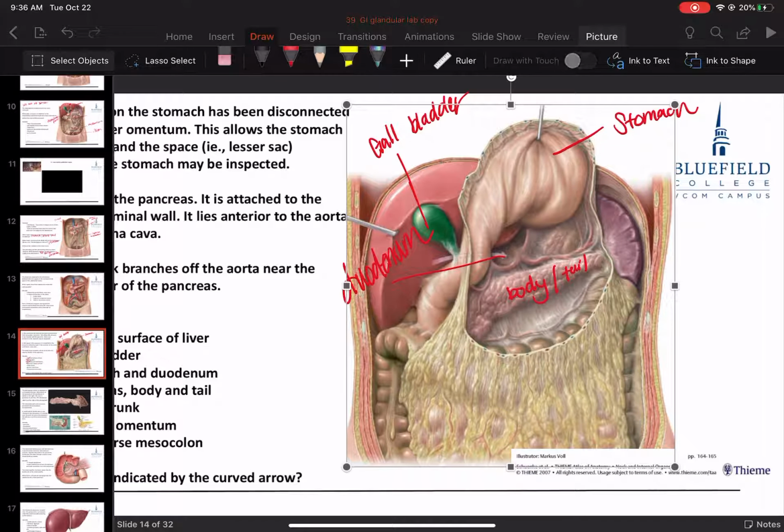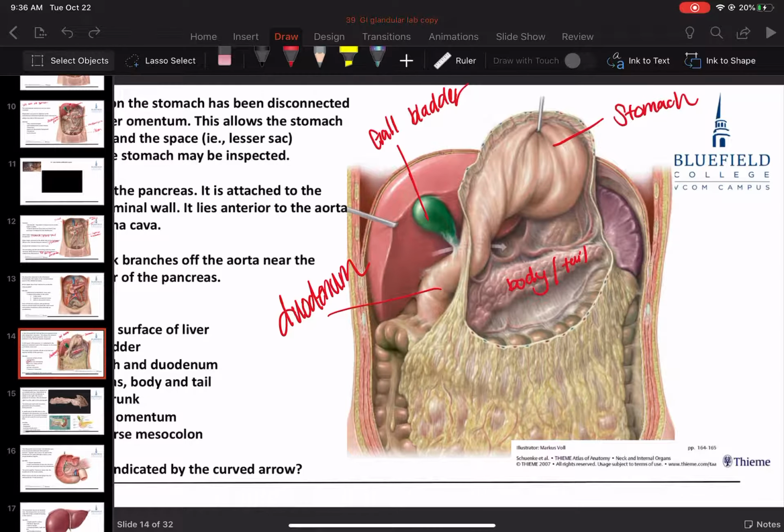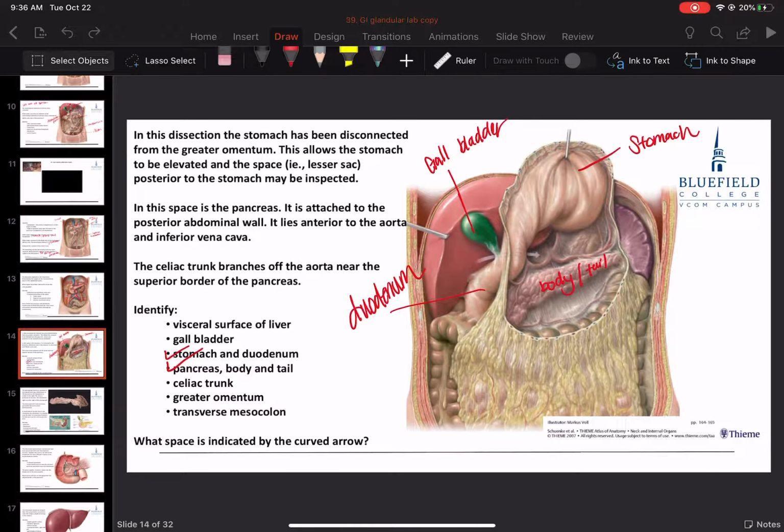What space is indicated by the curved arrow? So what was your answer? Subhepatic space. So the curved arrow is right here, actually going through the space that connects the greater sac to the lesser sac. That's the epiploic foramen, or omental foramen.